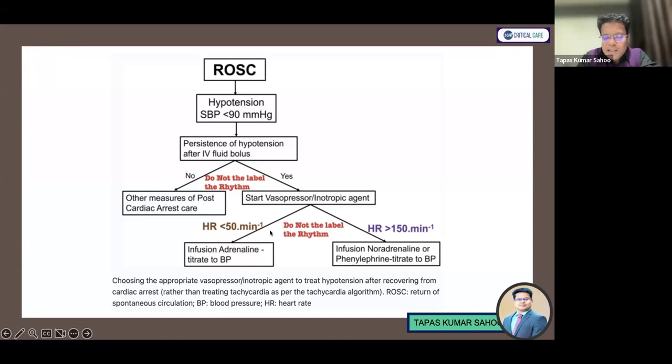If the heart rate is less than 50 per minute, I would be starting with adrenaline, titrating to the blood pressure. Now, if my heart rate is more than 150 per minute, that means the patient is tachycardic but hypotensive. So maybe an infusion of noradrenaline or phenylephrine would be appropriate in my patient, and I have to again titrate the blood pressure. So this would be the typical management of a post cardiac arrest ROSC rhythm.